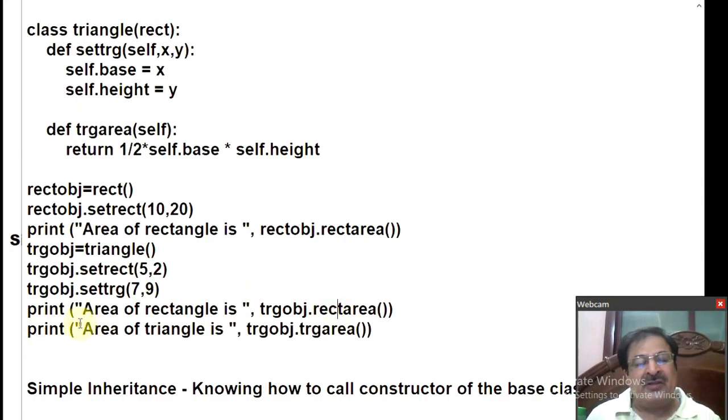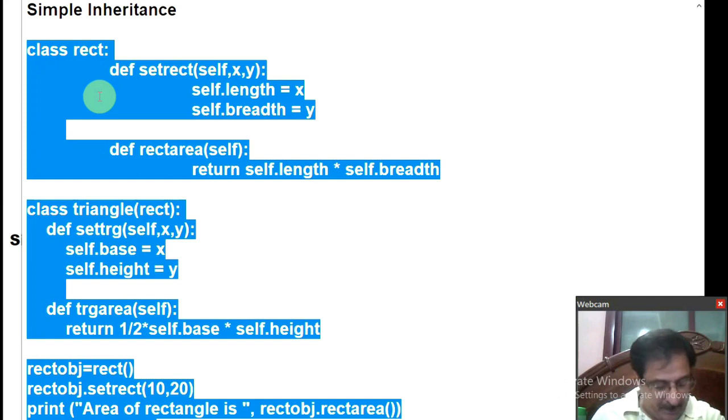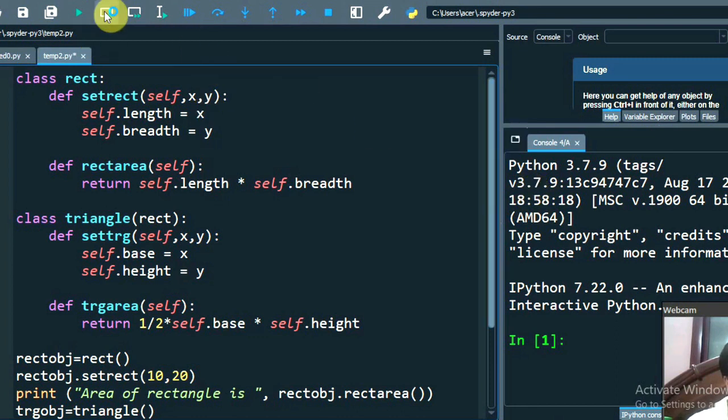Next print statement is area of triangle is, and the trg area function will be invoked, and it will compute half into base into height. Base and height attributes were set to 7 and 9. So the result of the expression half into 7 into 9 will be returned and displayed over here. Let us run this program. I have copied it. I am going to Spyder IDE. This is loaded here. Now I am running it.